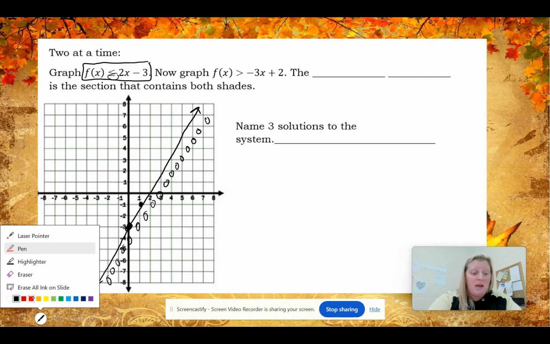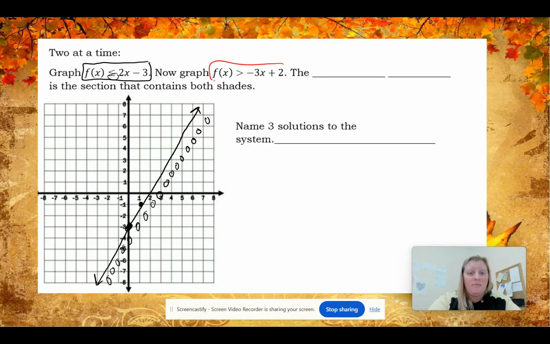So then we're going to go ahead and graph the other line. We're going to start at 2, and we're going to go down 3, right 1. Now this time it's going to be a dash because it's not underlined. So we want to dash that line.